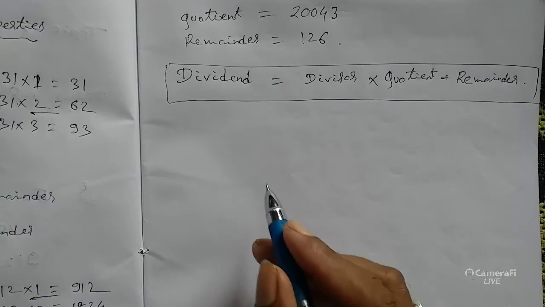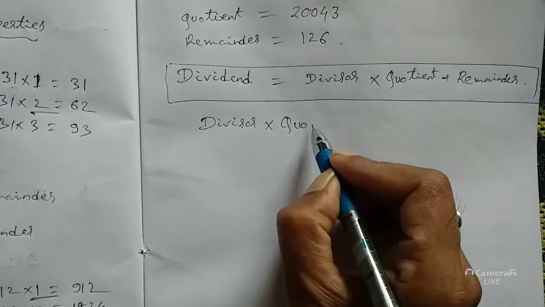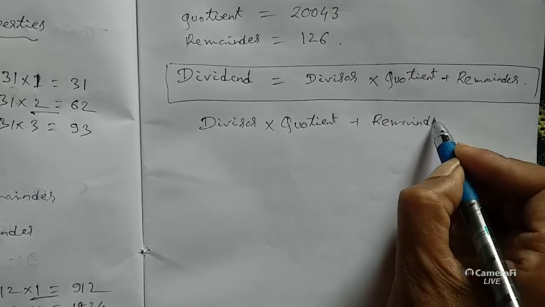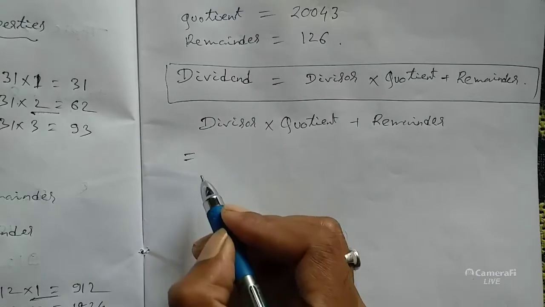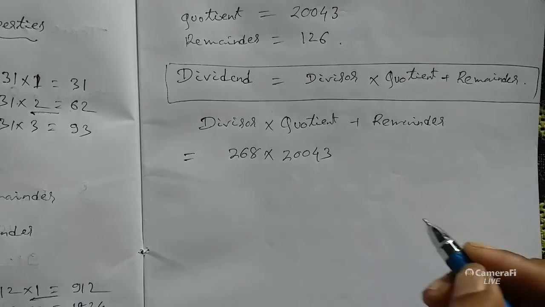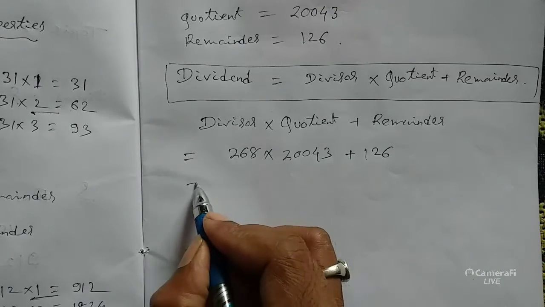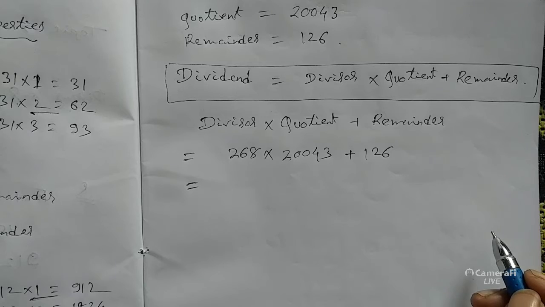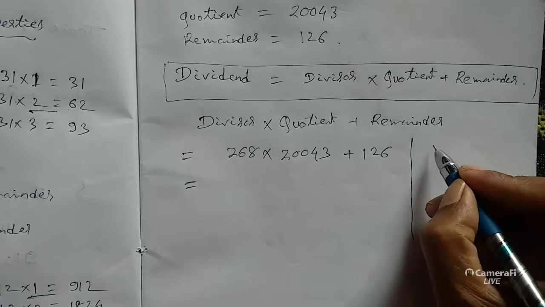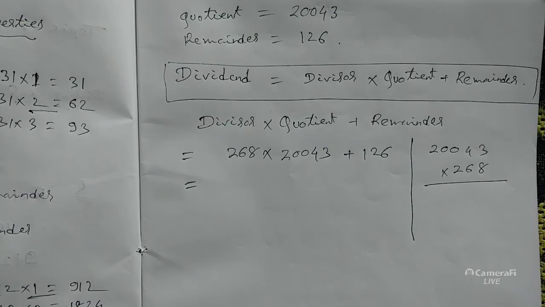How? Here we will find divisor into quotient plus remainder. In this problem divisor was 268 and quotient became 20043, remainder is 126. Okay, now let us multiply these two at the side. 20043 we have to multiply by 268. Let us complete the multiplication.